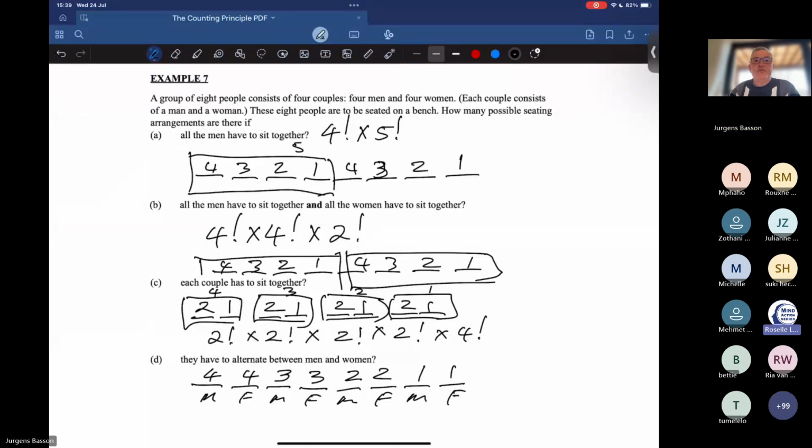Now, if you look, yes. Sorry, there's a question here. How many possible arrangements if all men don't have to sit together?